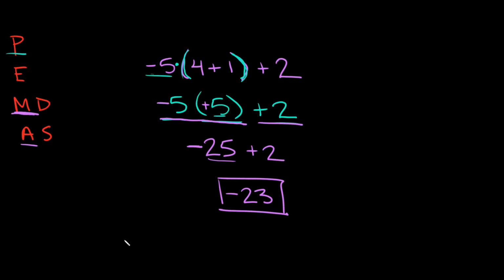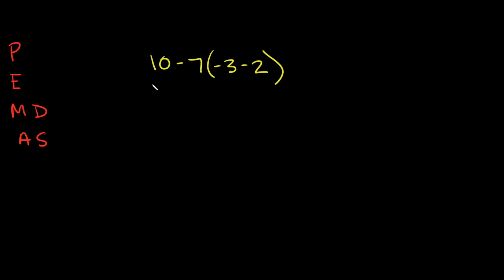All right, let's do one more. Okay, so now for this problem, we have 10 minus 7, and then in parentheses, we have -3 minus 2. So where do we start? Well, let's go to the order of operations. It says we always start with parentheses, right? So since we have parentheses in this problem, let's simplify what's inside of the parentheses first.